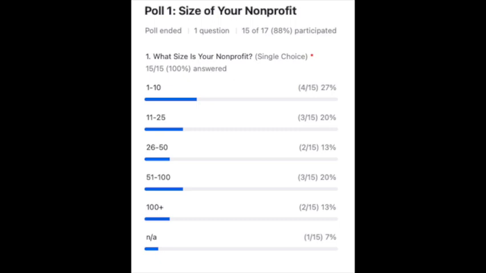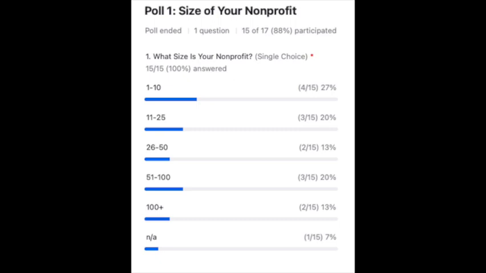About a third, 27% in the small 1 to 10, 20% in the 11 to 25, 13% in 26 to 50, kind of medium size there. 20% in between 51 and 100, so getting larger, and 13% answered 100 plus, and one person said this doesn't really apply. So that is really good to know. Thank you all so much.